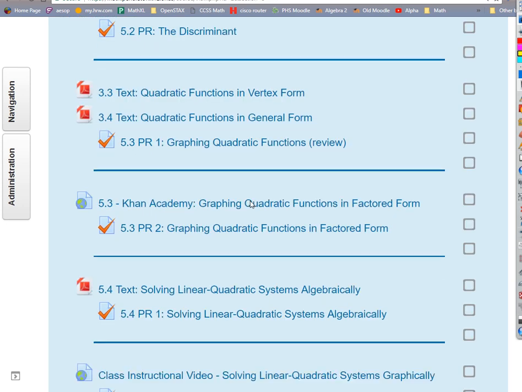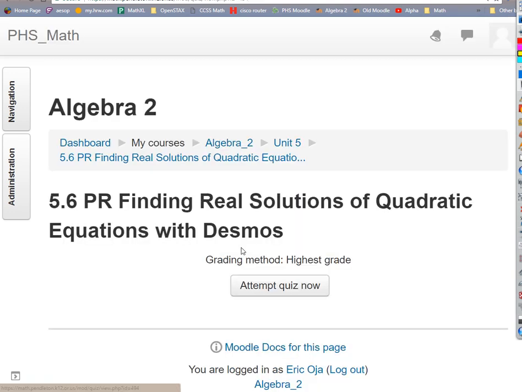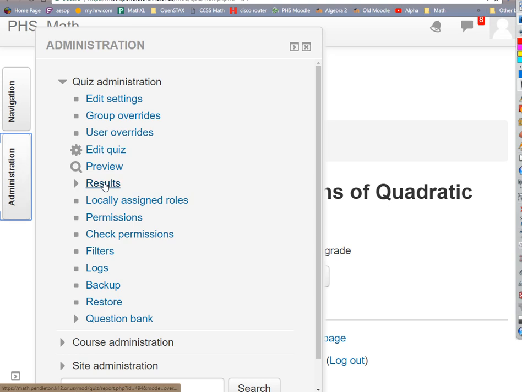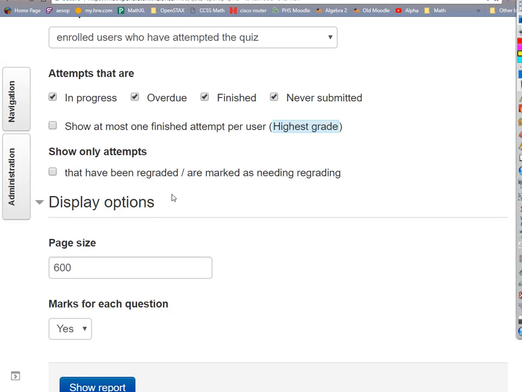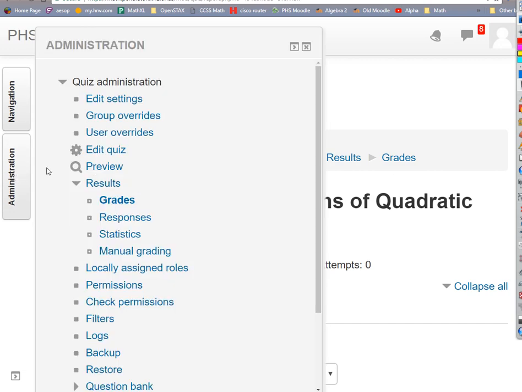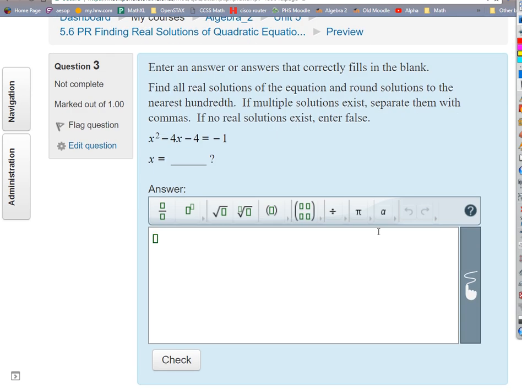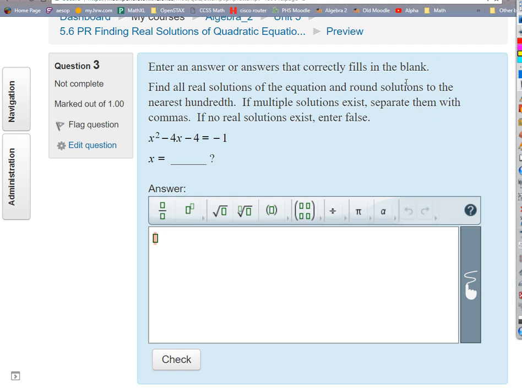All right, so that's part of it. Now the other part, I just added this new assignment called Finding Real Solutions of Quadratic Equations with Desmos. It's the same kind of thing, but I just want to go through a couple examples. Okay, let's pick a little harder one, one like this. Let's try this with Desmos.